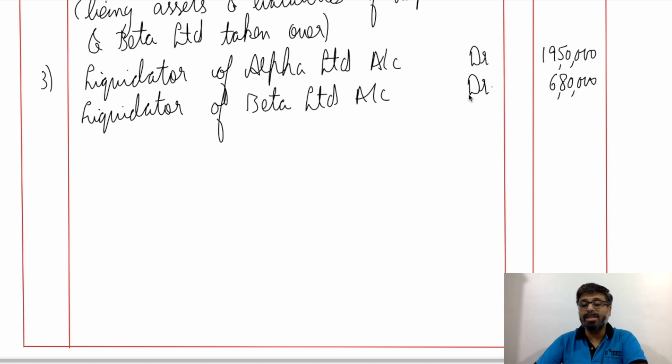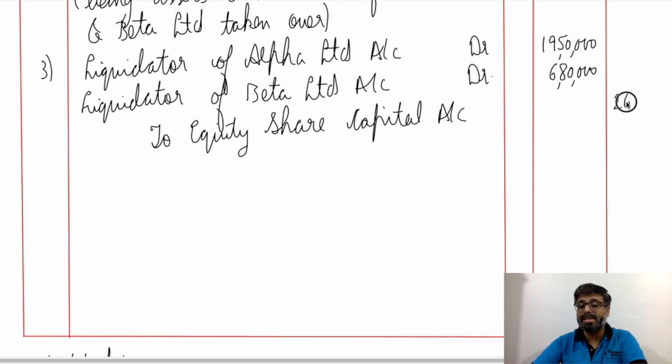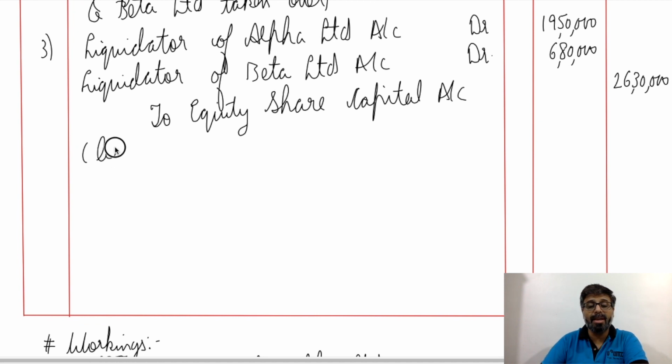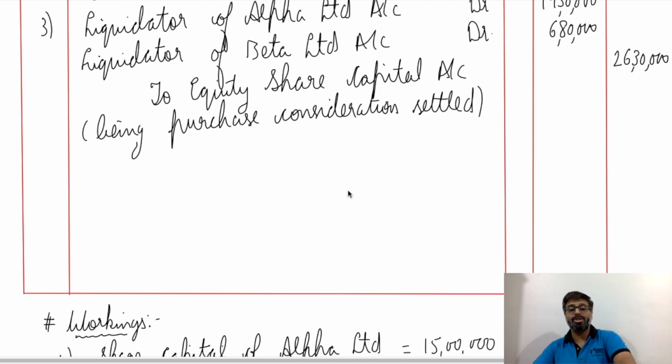And how is this entire purchase consideration settled? Because it is a merger, because it is the pooling of interest method, the entire amount is settled by giving equity shares only. So to equity share capital account 26,30,000. Okay, 26,30,000, being purchase consideration settled. The entire amount is paid in the form of equity shares only.